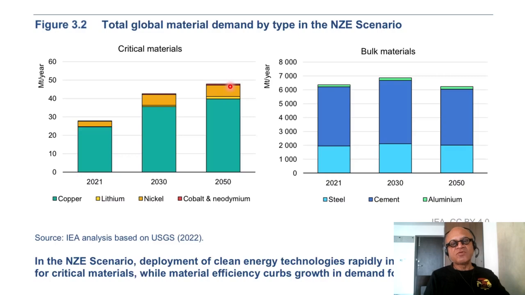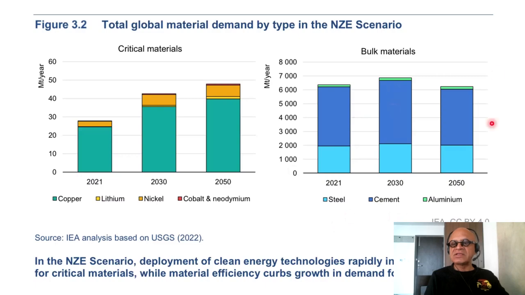As I said, we will look at the MIT report in another podcast to say that the materials themselves are technically available, but supply chains and other geopolitics will have to be dealt with, and international cooperation between producers and consumers and so on. Bulk materials like steel, cement, and aluminum.